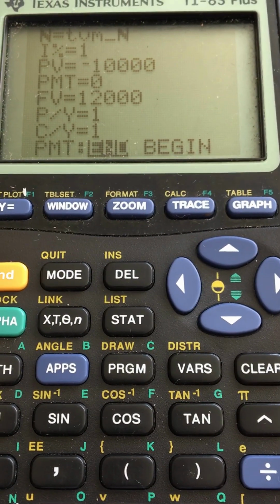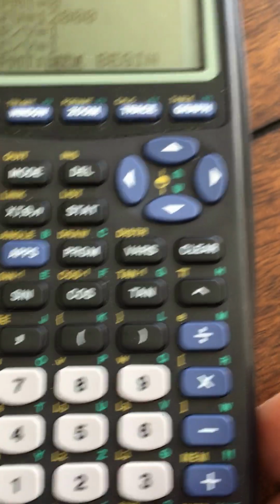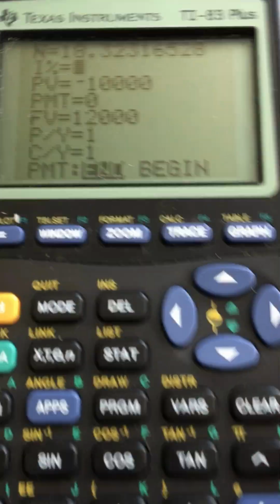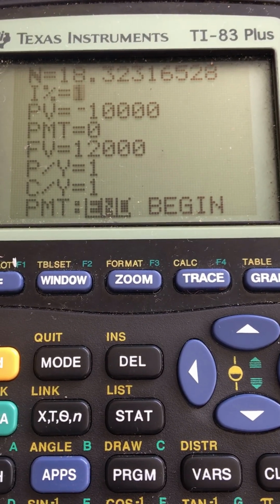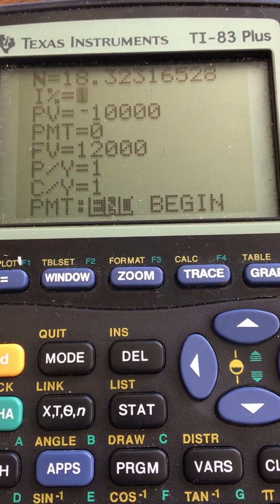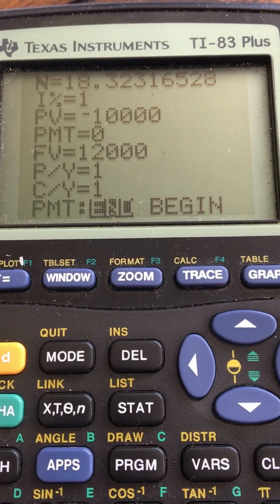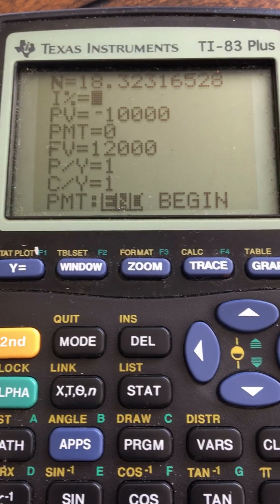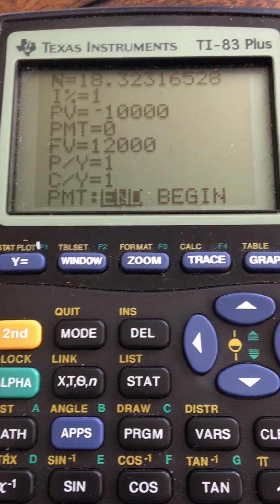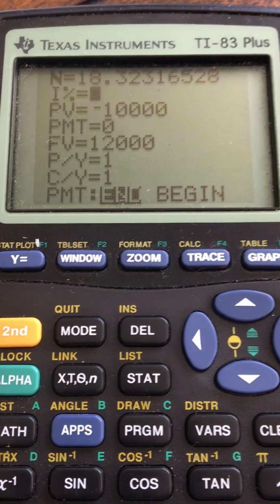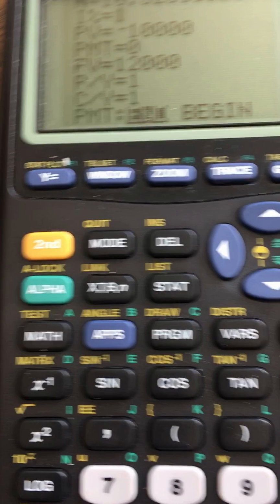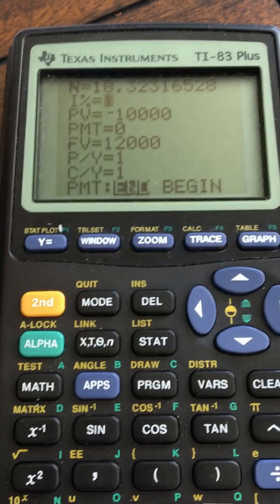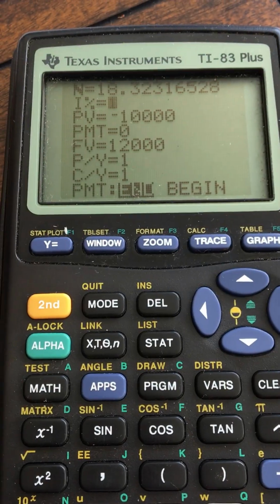Once that value has been added, I will hit enter once again, and lo and behold, it will take 18.32 years for a sum of $10,000 to grow into $12,000 if the interest rate is 1% and I make the deposit at the end of the first year. You can, if you want to work the problem out the other way, let's say I was given the number of years and I want to know what interest rate does that correspond to.